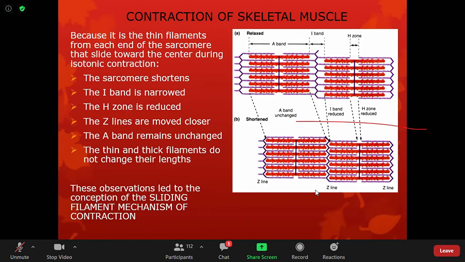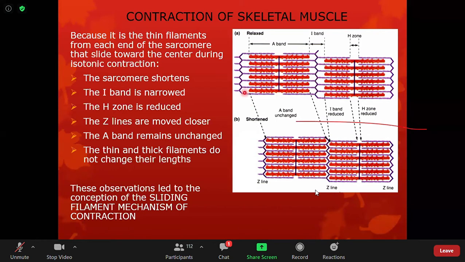Contraction of your skeletal muscle. It is the thin filament from each end of the sarcomere that slides towards the center during isotonic contraction. This one will slide towards the center, your thin filament. So what happens to the sarcomere? It will shorten. So your sarcomere will shorten and the I band is narrowed.